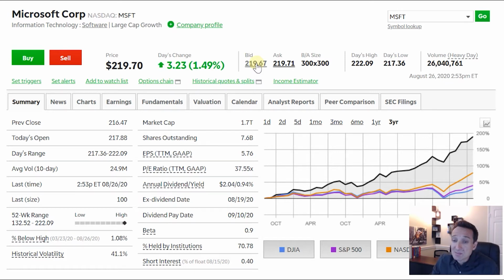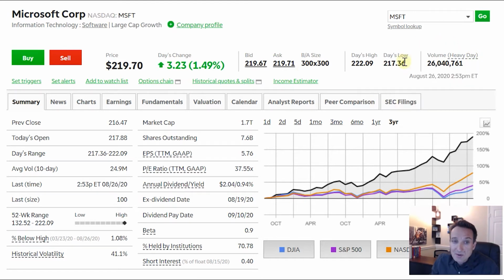The bid-ask spread is actually one of the measures of liquidity, so you want this to be as close together as possible. In Microsoft's case, it is 219.67 for the bid, 219.71 for the ask, only a 4-penny difference between us. That is pretty close. That's what you want to see.